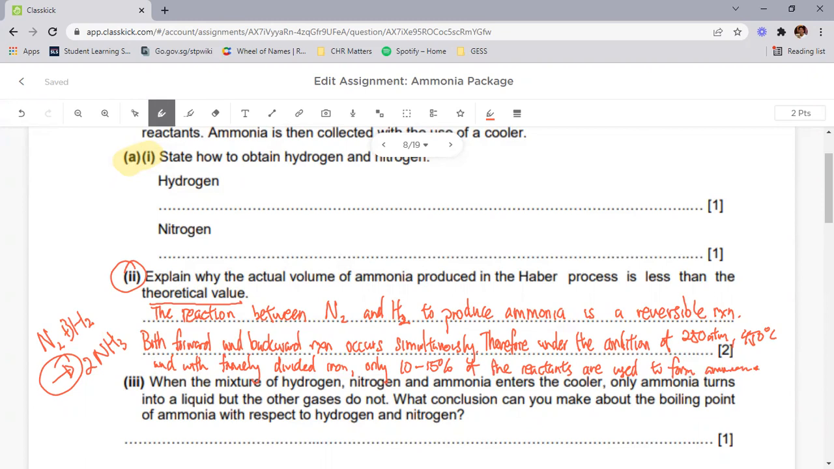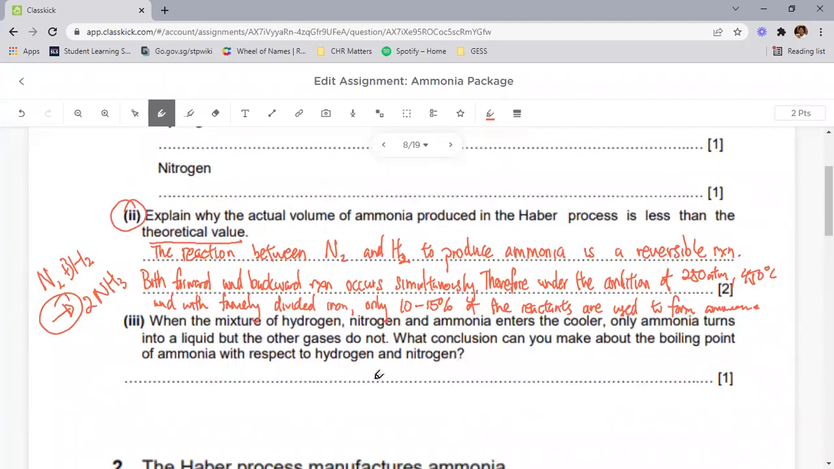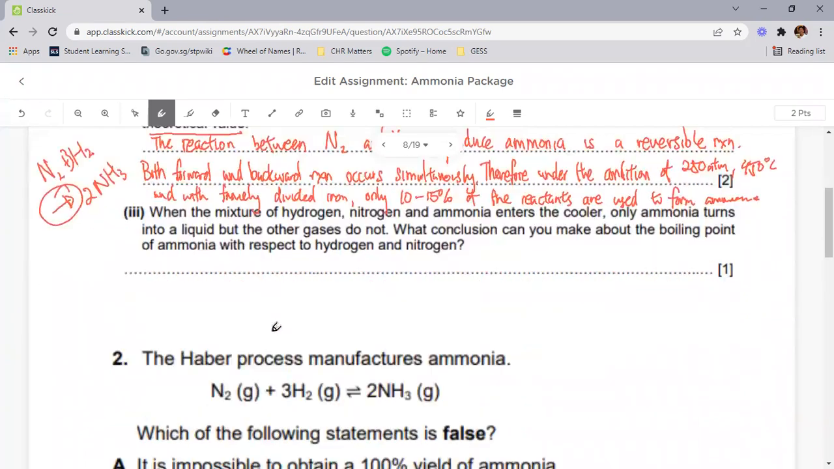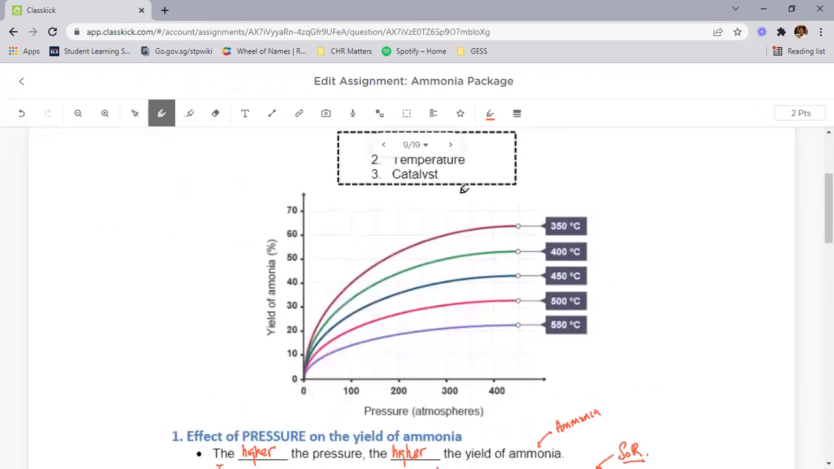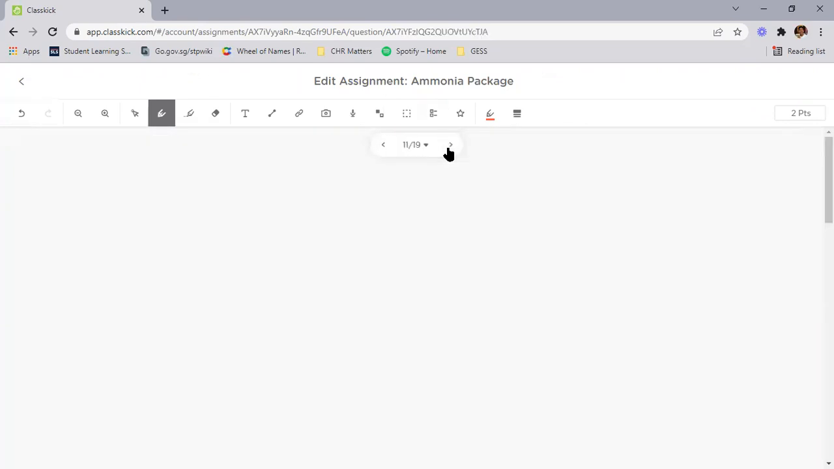So first thing is reversible. Second thing is, why is it less? It's really because under those conditions, only 10 to 15% are used up. Therefore, the rest will have to be recycled back. So this will be part two. Under part three, I think we mentioned this one, so I'm not going to go through that. I think we did this one also. Sorry, I realized we went through all this. Let's go through another one.